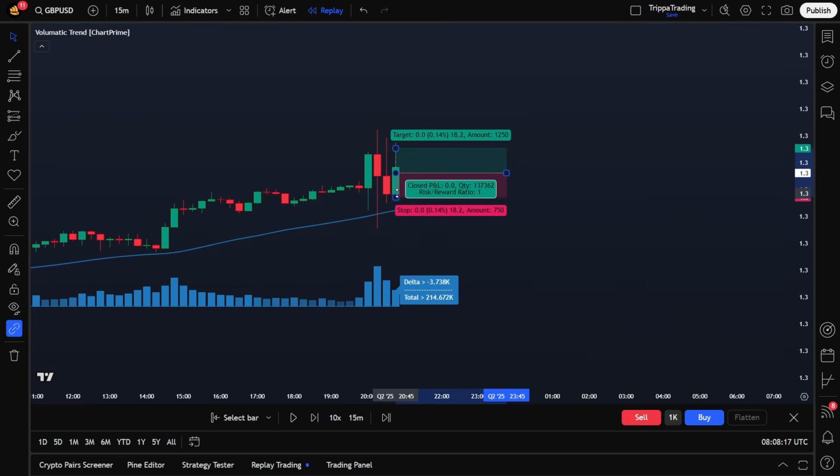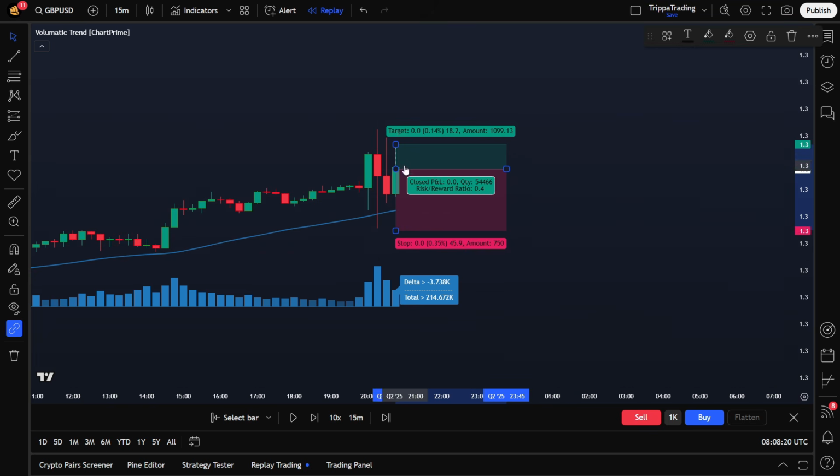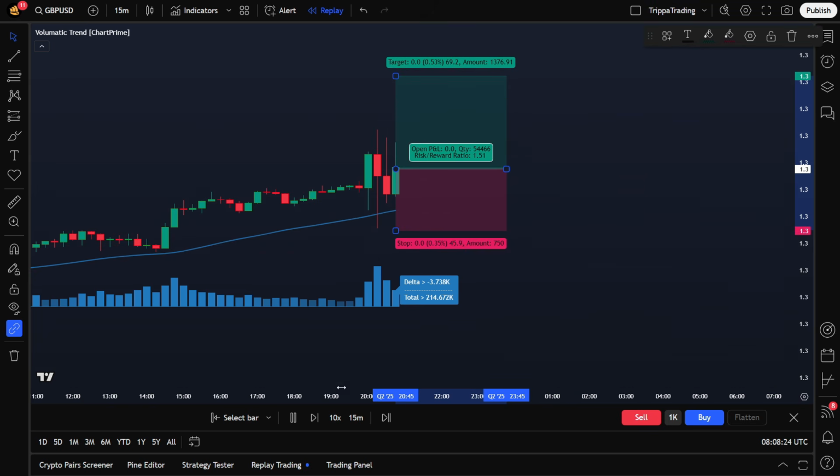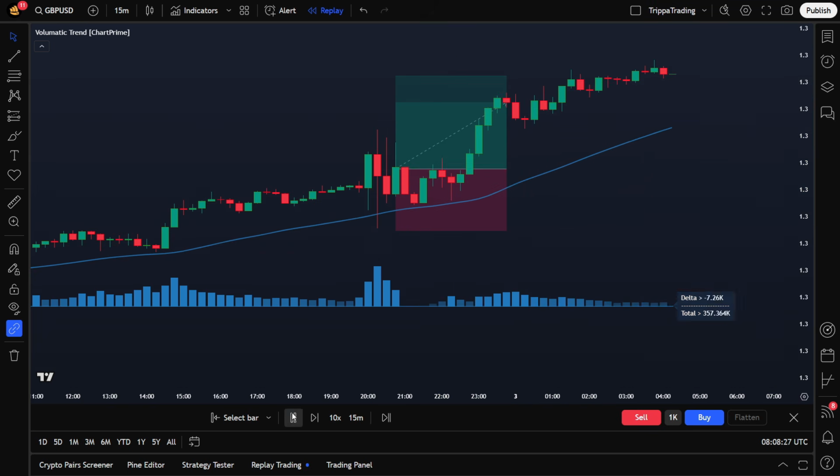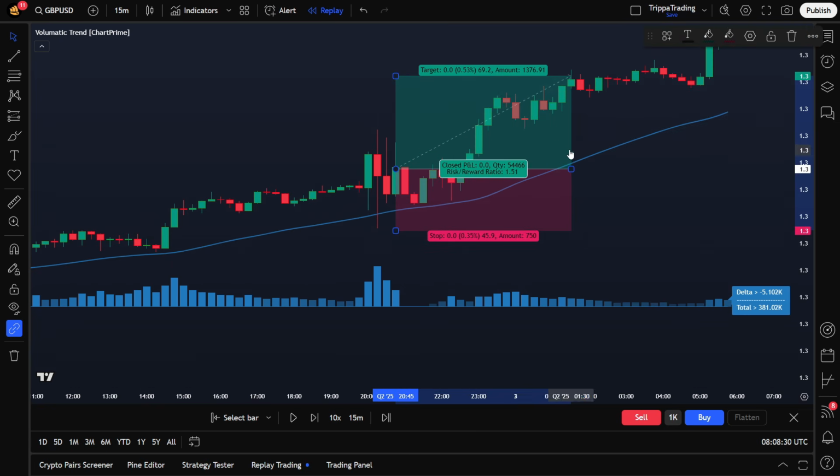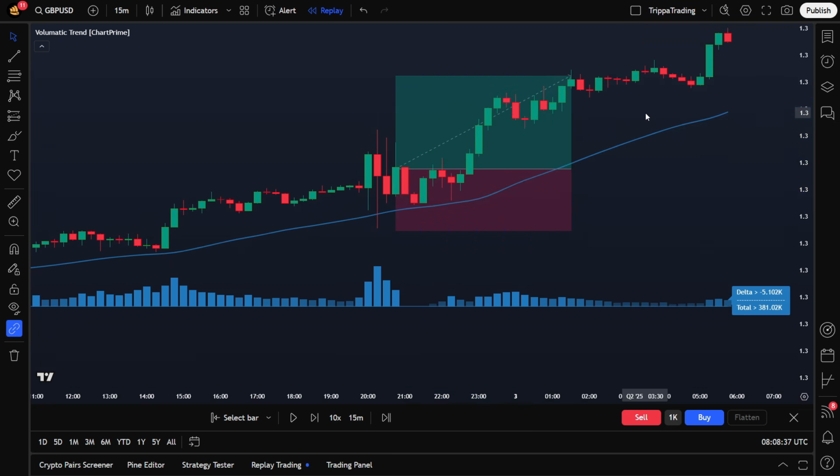Your stop loss would go just below the swing low created during the pullback, and your take profit could be set at 1.5 times your risk for a solid risk-reward ratio. Let me walk you through a quick example to really solidify how this plays out.